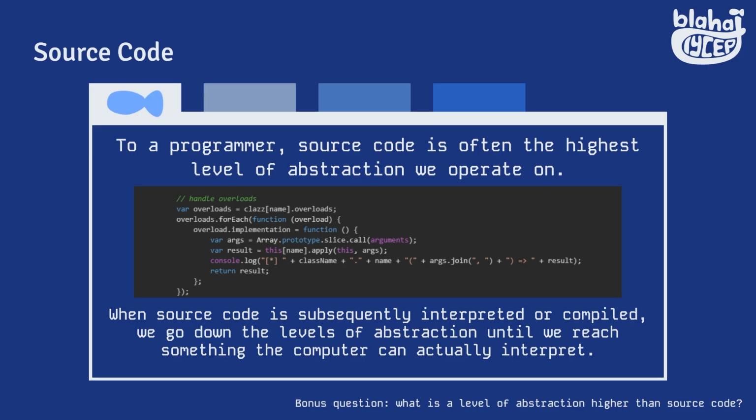So, as mentioned, source code is often the highest level of abstraction that we operate on, right? When source code is interpreted or compiled, we go down the levels of abstraction until we reach something the computer can actually interpret, which is machine code. As a pop quiz bonus question, can you guys think of a level of abstraction even higher than source code? Like code like this. Pseudocode? Okay, that's a good answer. Someone else? Scratch. That's a very good answer. Code blocks? Yes.